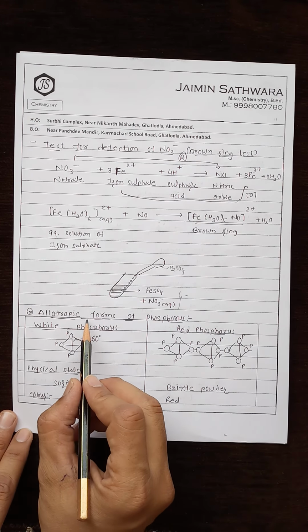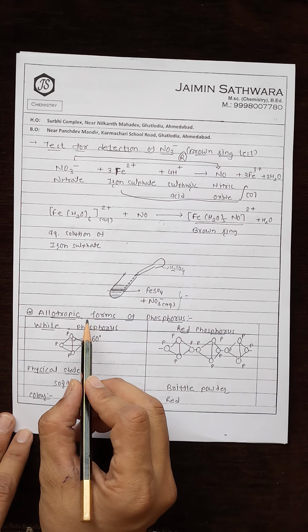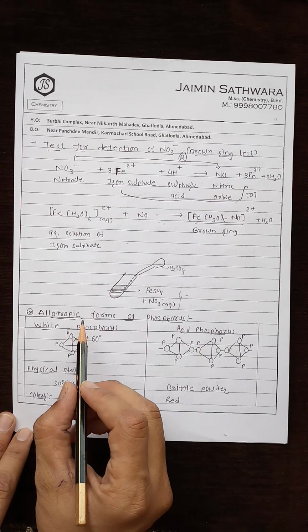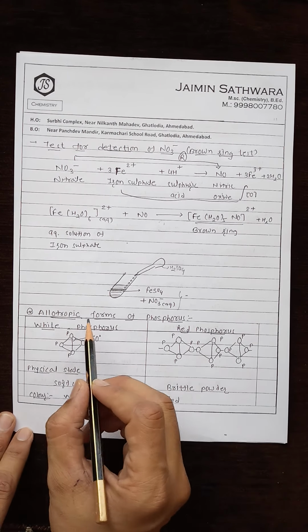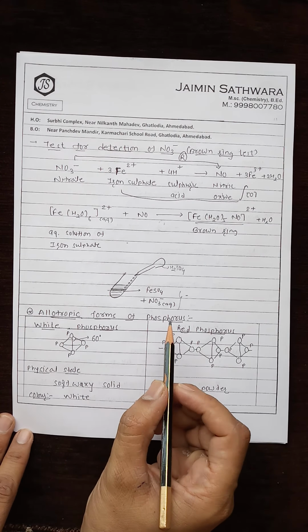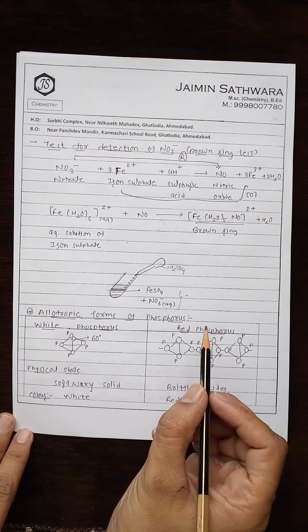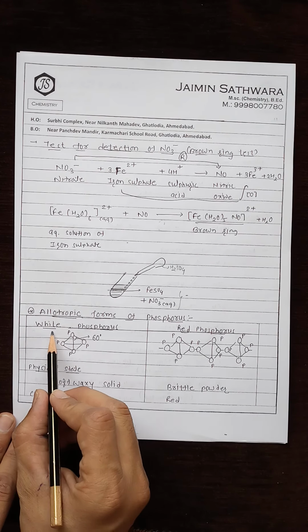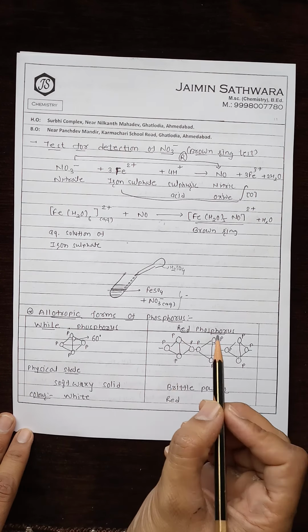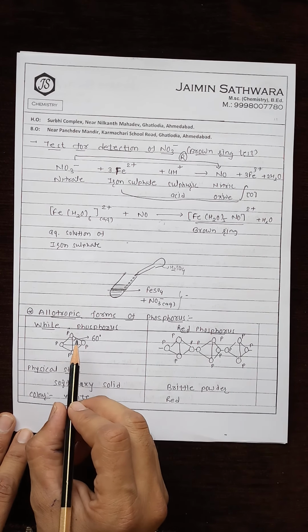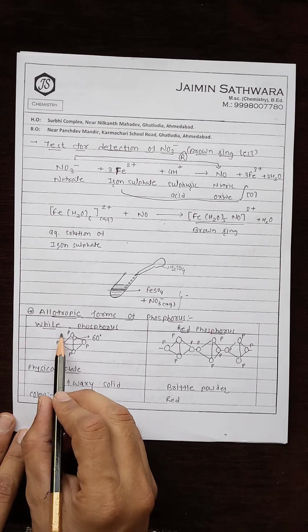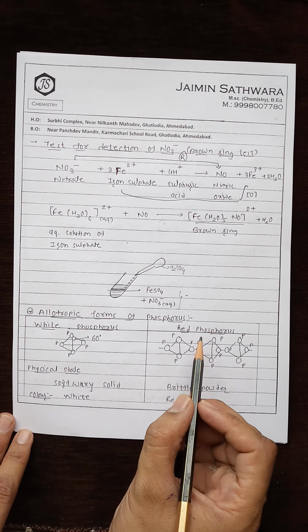What is the meaning of allotropes? Allotropes means the different physical forms of the same element. Phosphorus possesses three allotropes: white phosphorus, red phosphorus and black phosphorus. First, we study the difference between white phosphorus and red phosphorus.